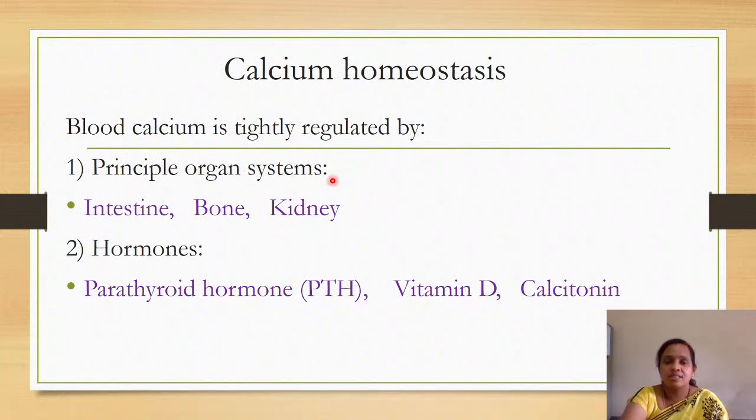Calcium homeostasis. Calcium is such an important thing: it is required for bone, coagulation, muscle contraction, and neurotransmission. It acts as a second messenger, and I already mentioned that the range is 9 to 11. So the range is very, very narrow, and there should be very tight regulation of calcium. So calcium homeostasis is a very important essay for you.